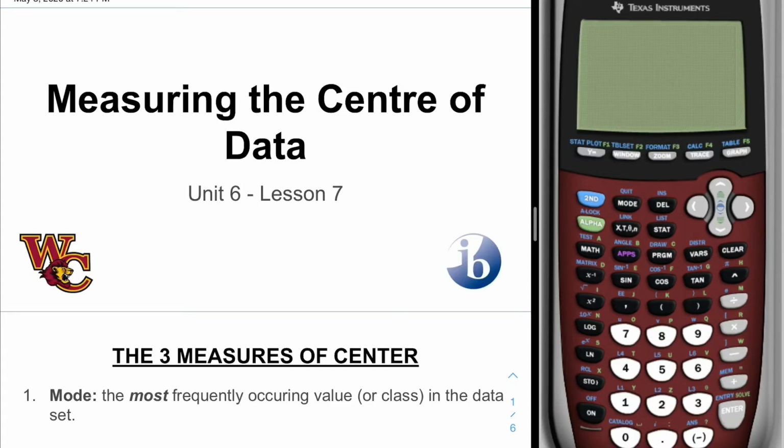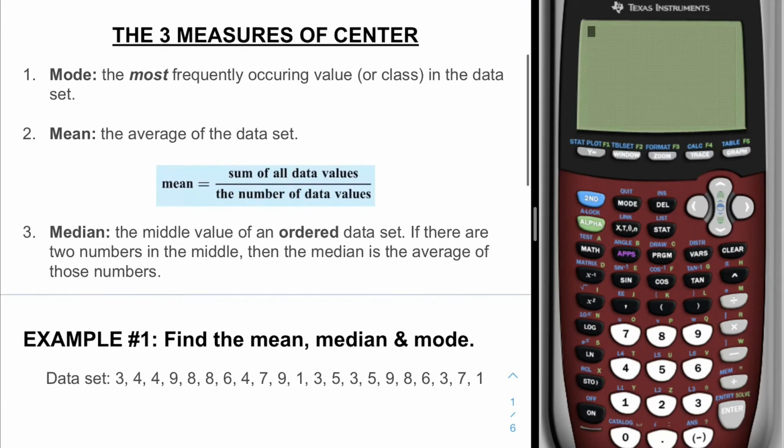Today we're going to be looking at measuring the center of data. So there are three measures of center. The first one is mode. Mode is the most frequently occurring value or class or interval in the data set. So whatever you see the most.